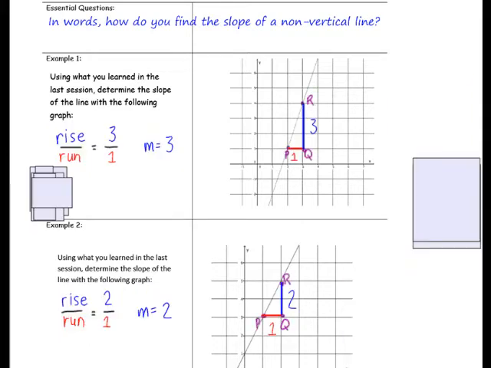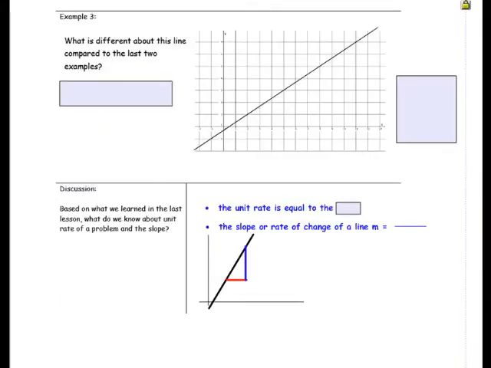In example 1, we have a rise of 3 and a run of 1, giving us a slope of 3. In example 2, we have a rise of 2, a run of 1, and a slope of 2. Example 3. What is different about this line compared to the last two examples in terms of slope? Pause the video and determine what is different.